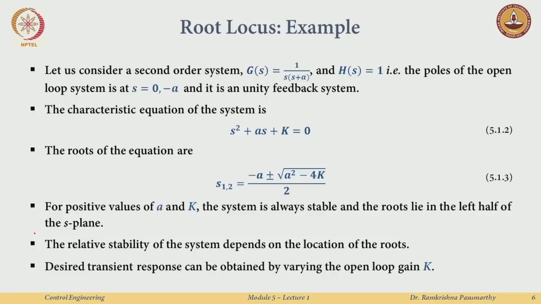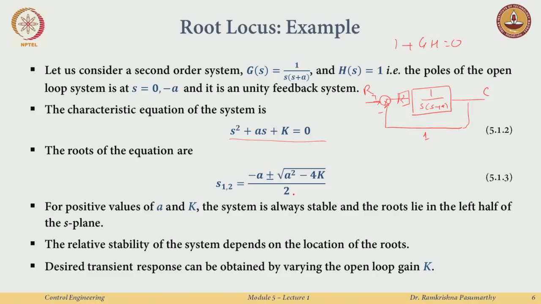So, I start with a second order system. In my forward transfer function I have 1 over s plus a, and h of s is 1, with the usual r and c and so on. I should also put a gain k here, another block. The characteristic equation of the system, 1 plus g h equal to 0, gives me this. The roots of this second order equation are minus a plus minus square root of a squared minus 4k, over 2.